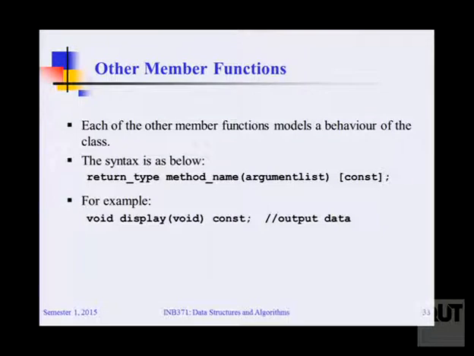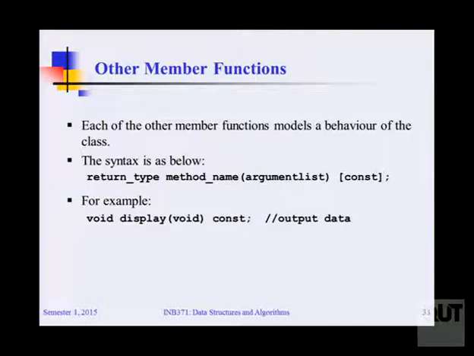So, other functions. Typically, a class member function looks like this. You have a return type, the class function name, followed by a list of parameters, or arguments, whatever you call them. The bottom one is an example. For example, we have a member function of the employee class. The return type is void because it does not return anything. The function name is display. It does not take any parameters, so it's void, right?